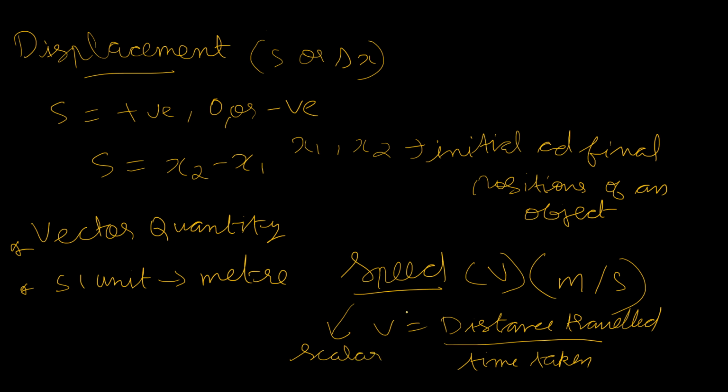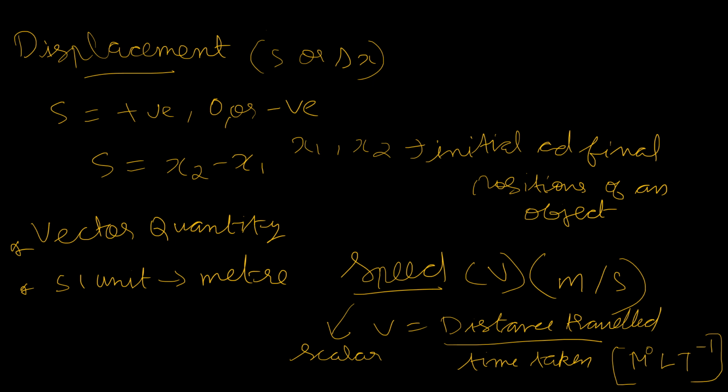Its dimensional formula is M raised to 0, there is no mass. There is length at the numerator, and the denominator is time. This is the dimensional formula for speed.